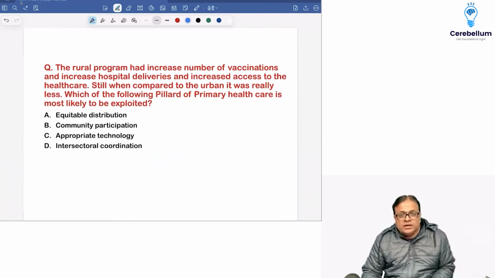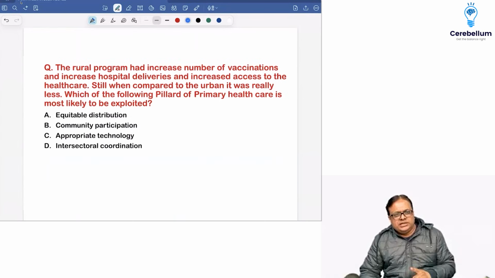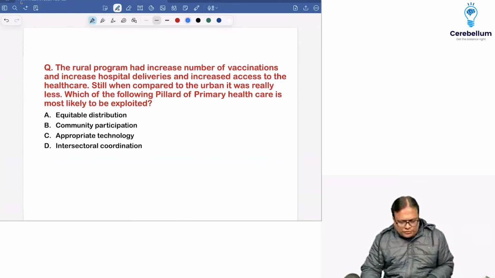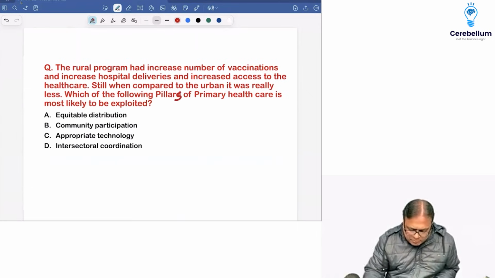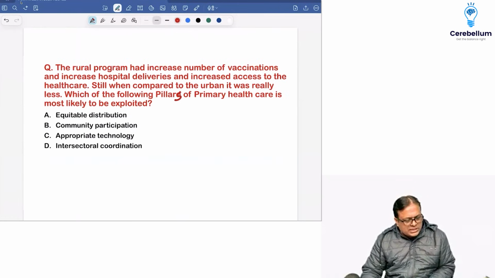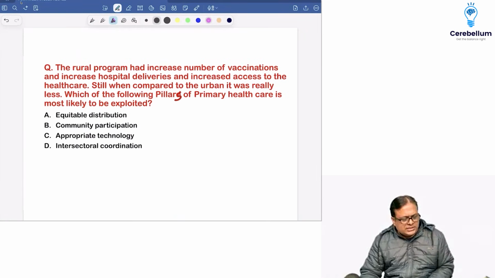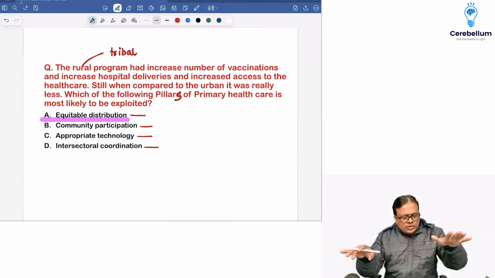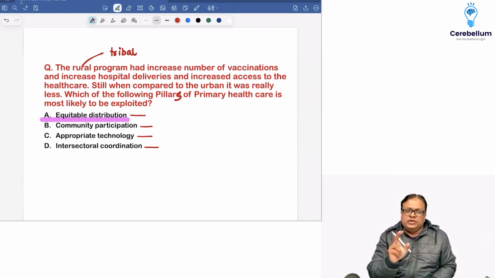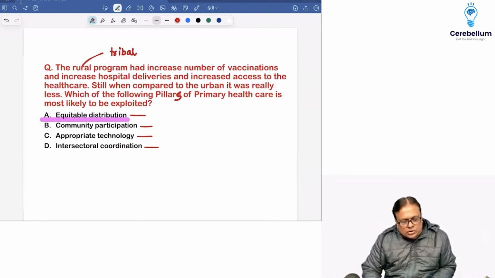Okay, look at this question. Rural program has increased number of vaccination, increased hospital delivery, increased access to healthcare. But when you compare it with urban areas, it was really less. Which of the following pillars of primary healthcare is most likely to be exploited? Can you answer this question? What you have marked in the exam, friends? We are looking at rural area doing very good. But when we compare with urban areas, it is still very less. This is a type of inequity. The services should be equally distributed across geography, across socioeconomic status also.